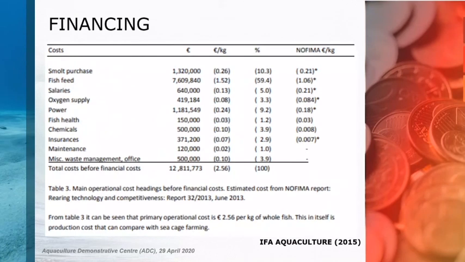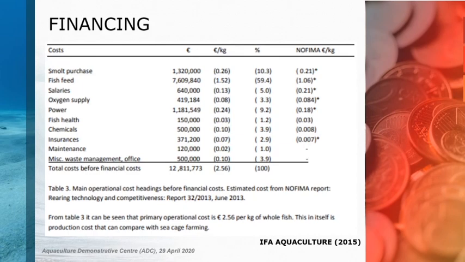And there are also other costs which are not fixed. You have to use some chemicals, some power, some feed, some salaries, small purchases, insurances, maintenances. And in these costs, they have said the fish feed is 59.4%, which is a big number. And let's say you make your FCR better, you probably will put value into your business in this section. And as they say, the primary operational cost, which is the total cost of the finances on this slide, is about 2.56 euro per kilo of whole fish, which is a salmon in this case.